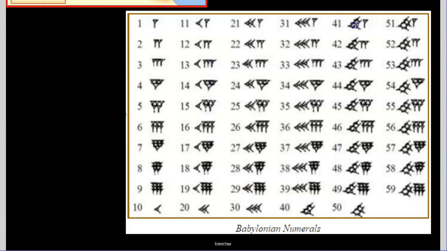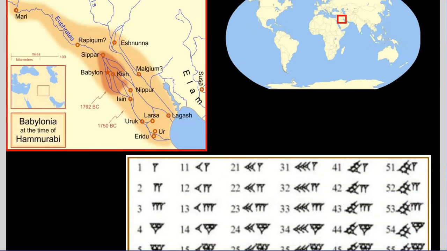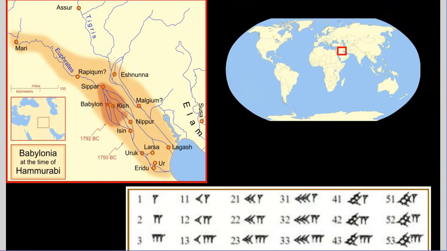40 becomes 4 of those symbols sideways. 50, and again, this system could just go on and on and on. So this was the numerical system that ancient Babylonians used. So again, just keep in mind, up until now, we are still just counting, right?